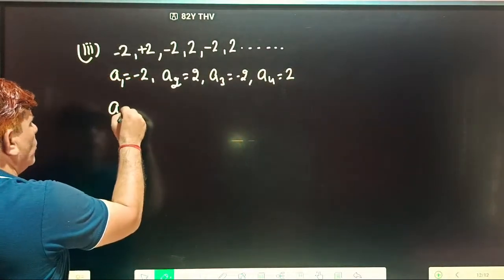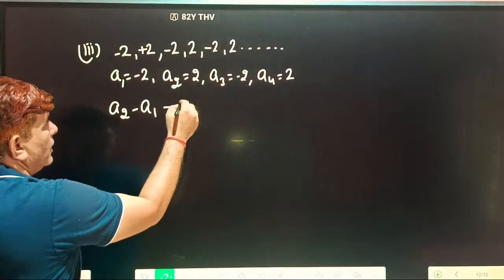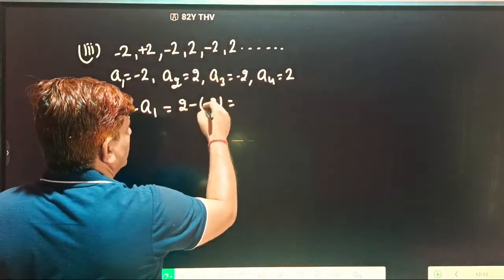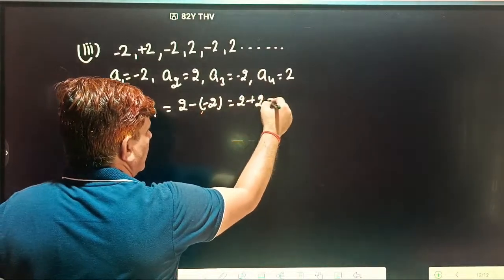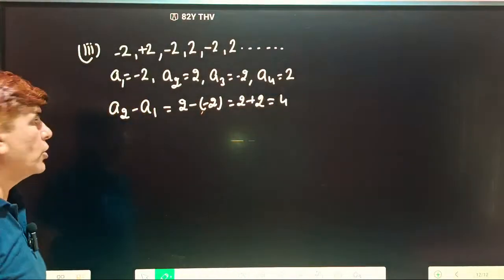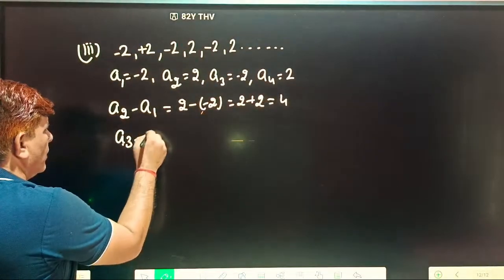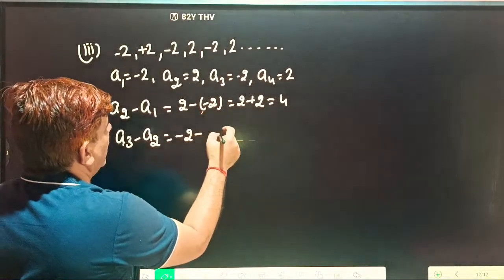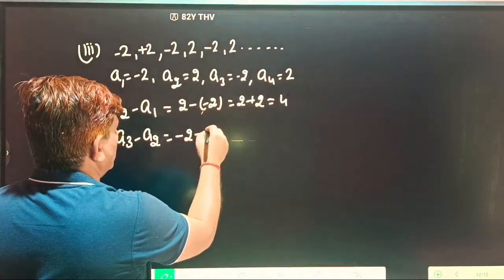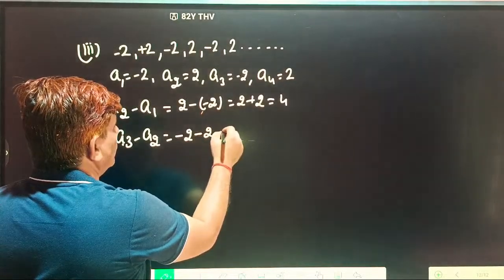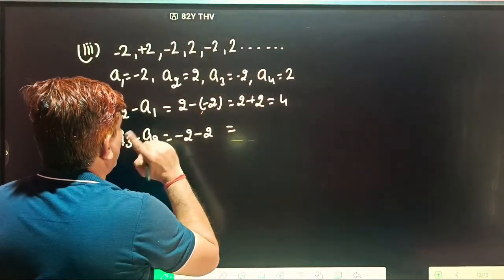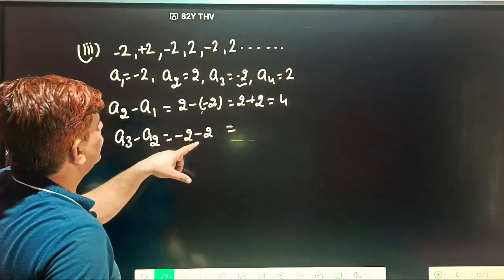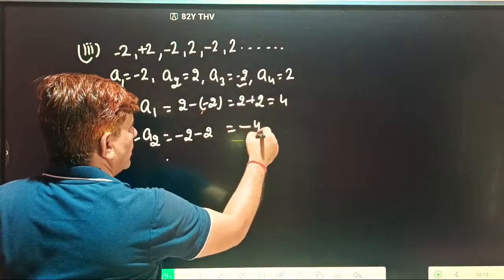So find out A2 minus A1. A2 is 2, minus of -2. How much? 2 plus 2, how much? 4. Yes or no? A3 minus A2. What's A3? -2, minus A2, which is 2. So what's coming? A3 is -2, A2 is 2. So this becomes -4.